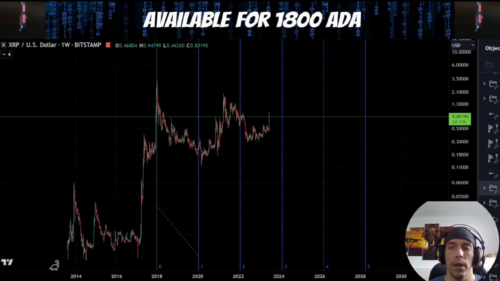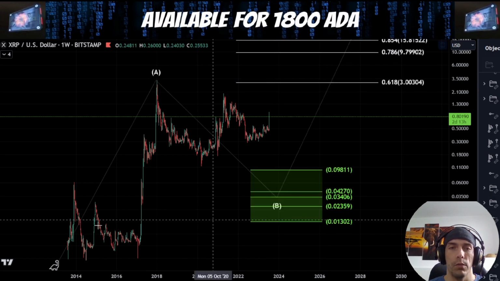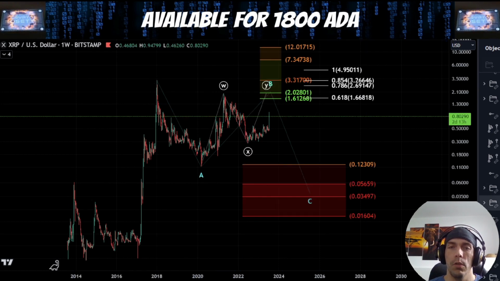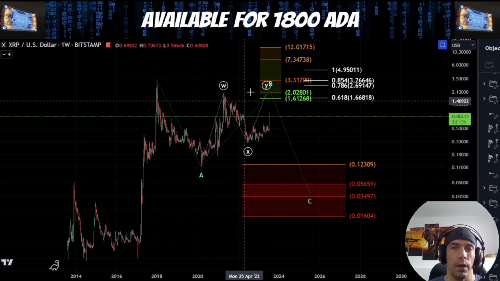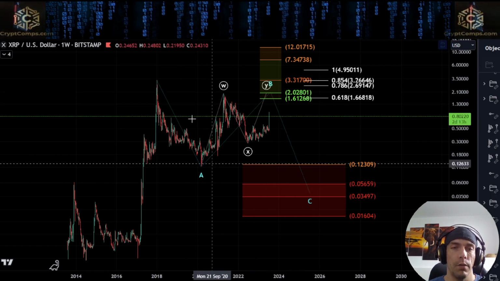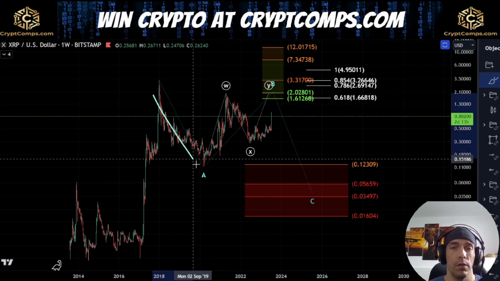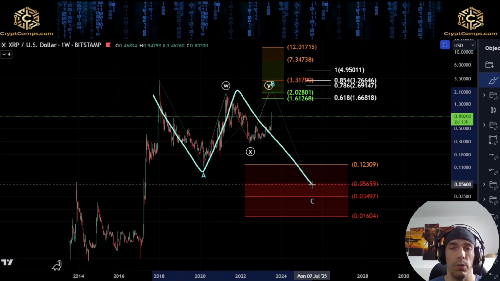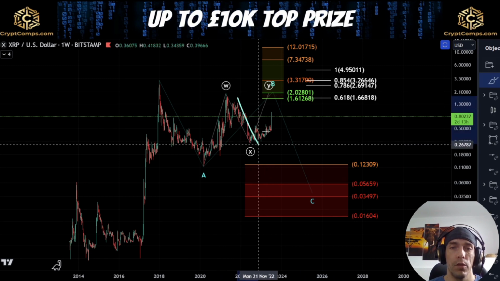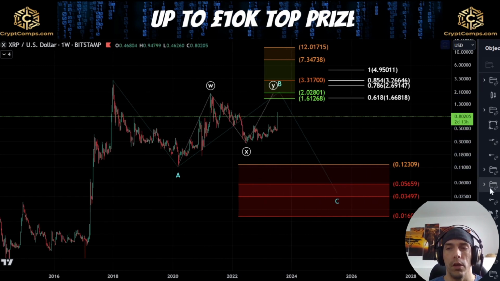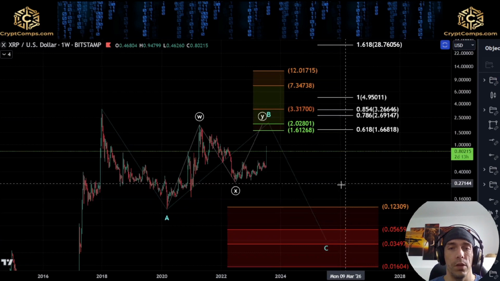Now, if we are looking at this idea that we have this rather as an ABC, what we could argue is that we could still be seeing something like this playing out here. So either we have this move here where this is an A, a B, and then we're looking for this as C. In this case, it would probably be more likely that it is W, X, and Y, in which case we could still be looking for another move to the downside here. So we need to just be aware that that is a possibility.